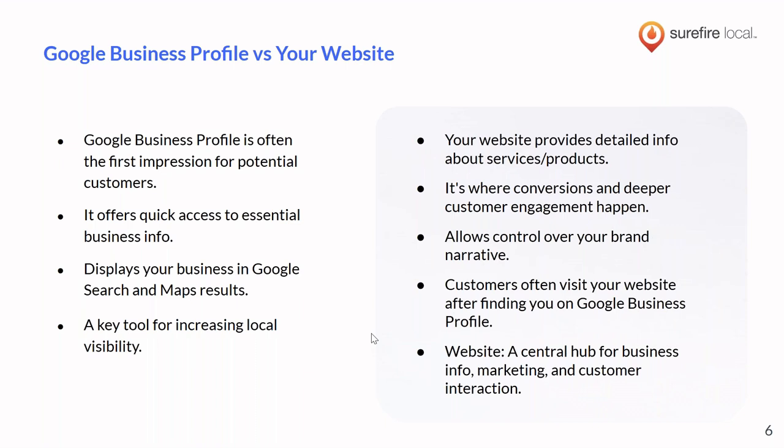It displays your business in Google search results and maps. We'll get into the different ways that it is shown throughout the internet a little bit later on in some additional slides. It is a key tool for increasing your local visibility. It's your first impression that people see, but once you have set up your Google business profile, when they click over and want to do more specific searching to find out who you are, they're going to go to your website, and that's where you need to keep all your more detailed and nuanced information.